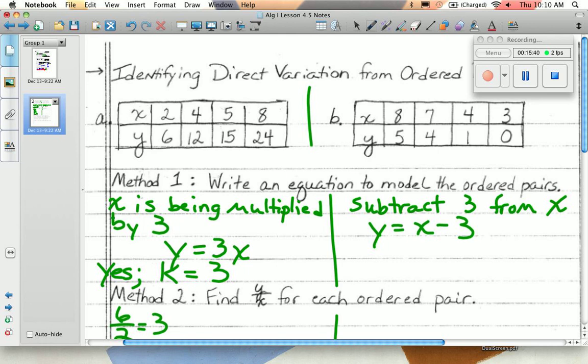So is this a direct variation? Why not? We're subtracting what every time? 3. In other words, is the constant in this problem actually 0 like it's supposed to be? No, what is it? It's 3. It's negative 3, really. So we have to say no to this one.